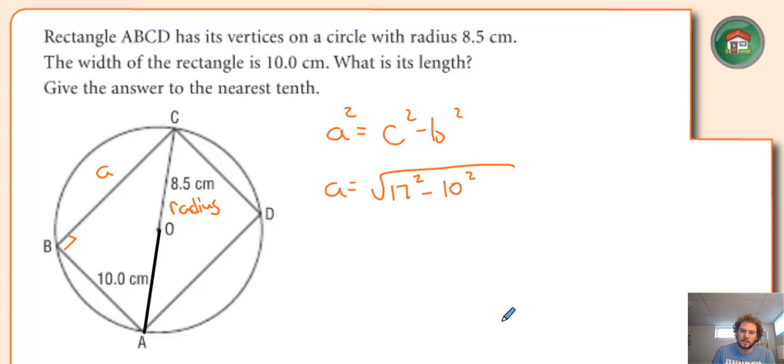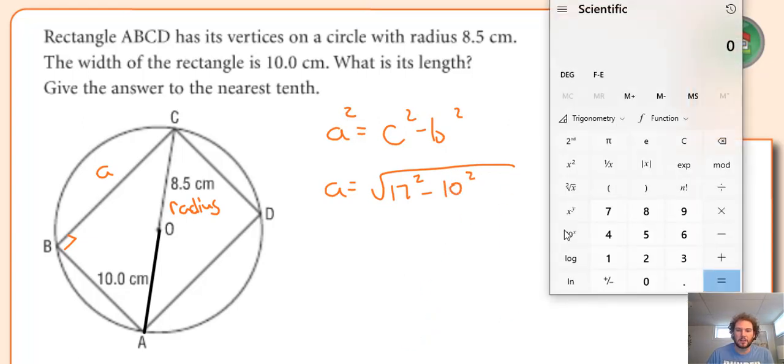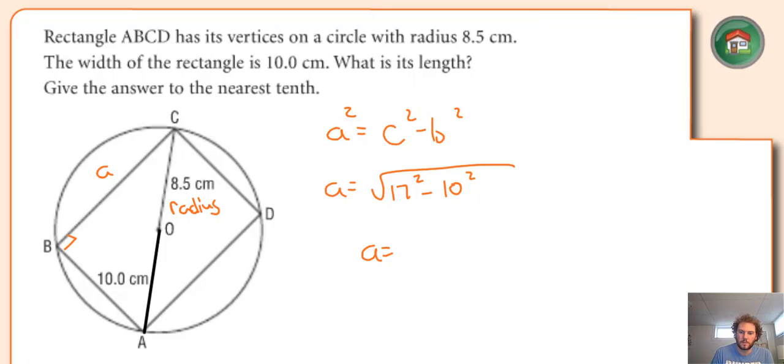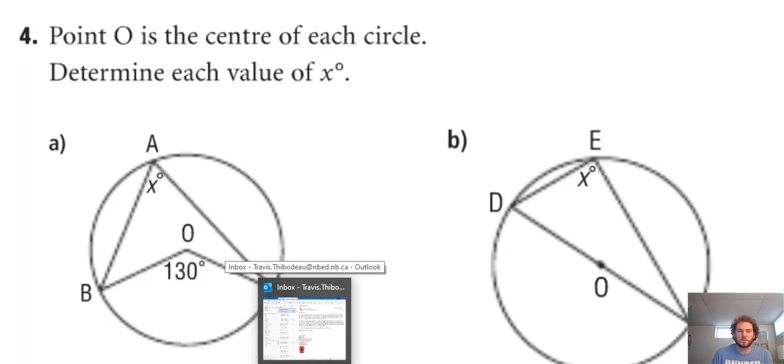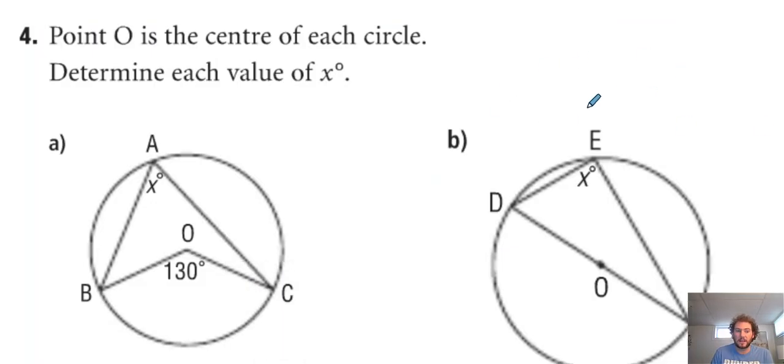minus 10 squared. Right, so if I grab a calculator now, if I do 17 squared minus 10 squared, I get 189. If I take a square root of 189, I get a length of 13.7 centimeters. Right, so that's all we're going to do in this video. We're just going to go through some example problems, and yeah, that is it.